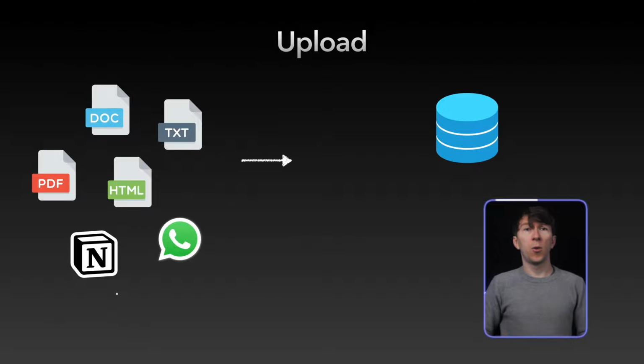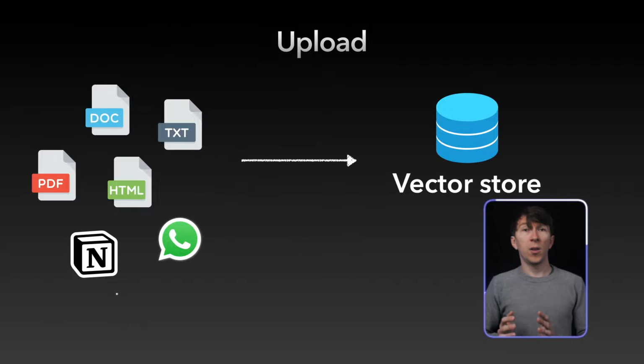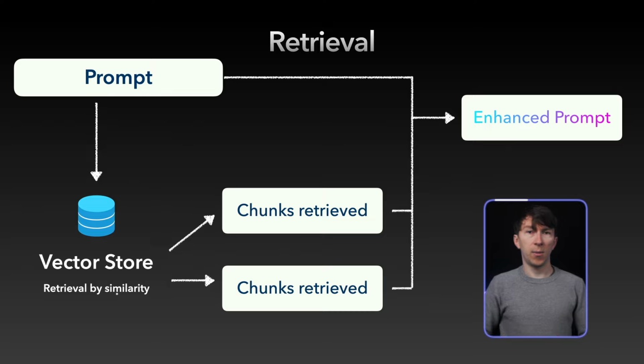In a nutshell, you upload a list of documents that are going to be divided into chunks and stored inside a vector database. Then, during the retrieval phase, it will do some similarity search in the vector database to find out the chunks that are the most similar to your query and return them. These chunks will then be added to the prompt in the context section.